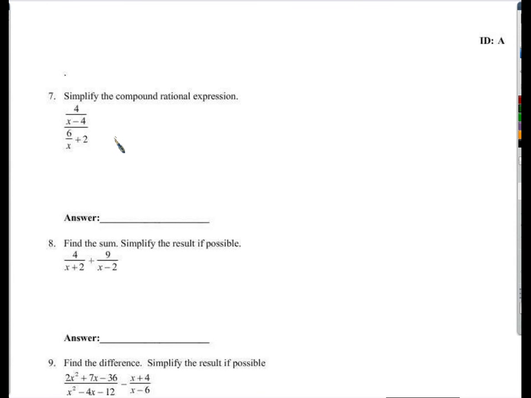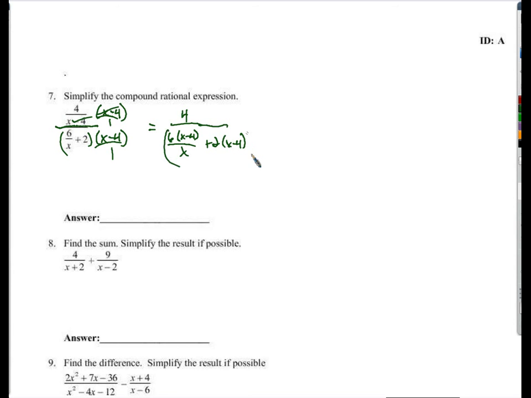Simplify the rational expression. We have one fraction over another fraction. We don't want the denominators. So we'll multiply the numerator and denominator of this big fraction by, let's start with x minus 4. Up here, the denominator and the numerator cancel out. So we're left with 4 over, and remember that when we multiply this through, we have to distribute it. So we wind up with 6 times x minus 4 over the x plus 2 times x minus 4.